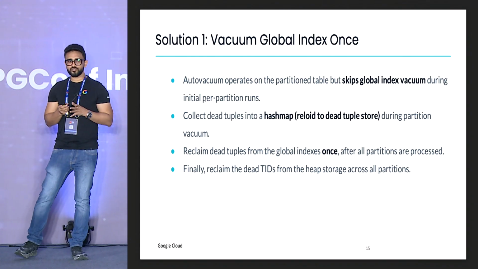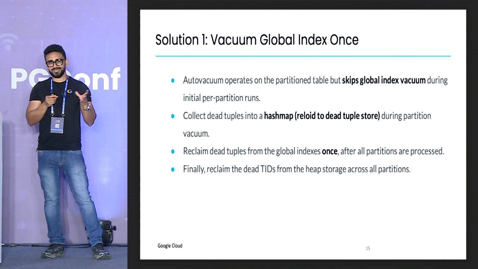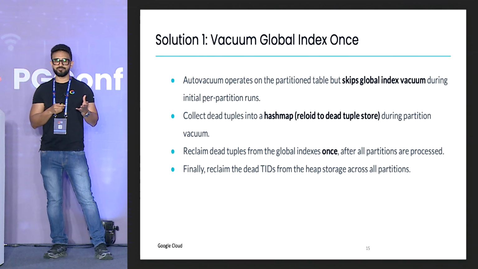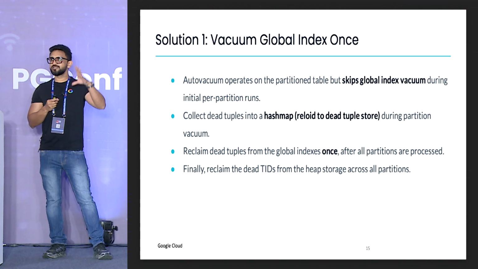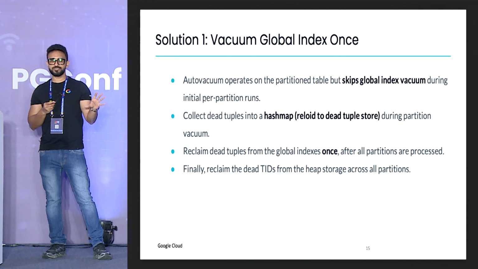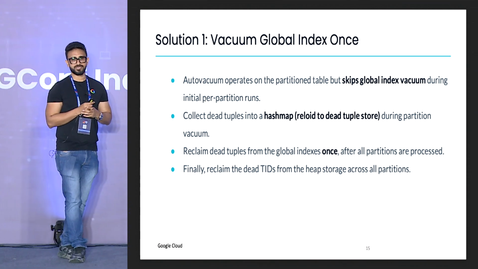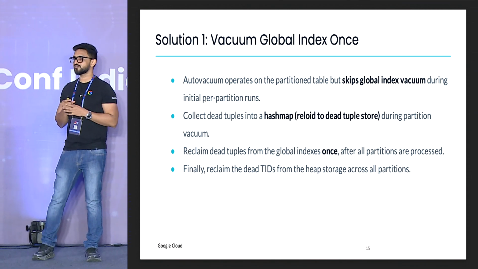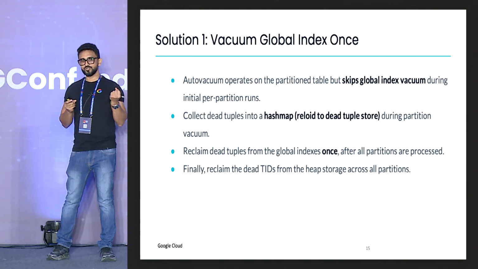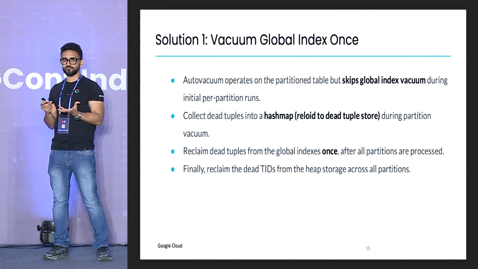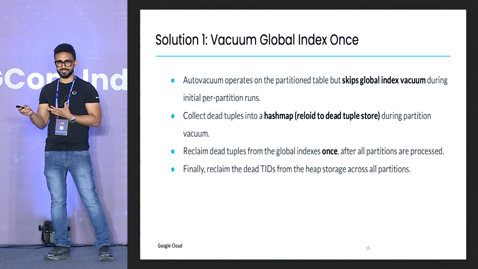So as part of this solution, the autovacuum will operate as it is. It will operate on the partition table, but it will just do the heap pruning part, and it will do a local index vacuum. It will skip the global index vacuum. But what we need out of that, we need the dead tuples. We cannot lose the information of dead TIDs if we want to remove those dead TIDs from the indexes.